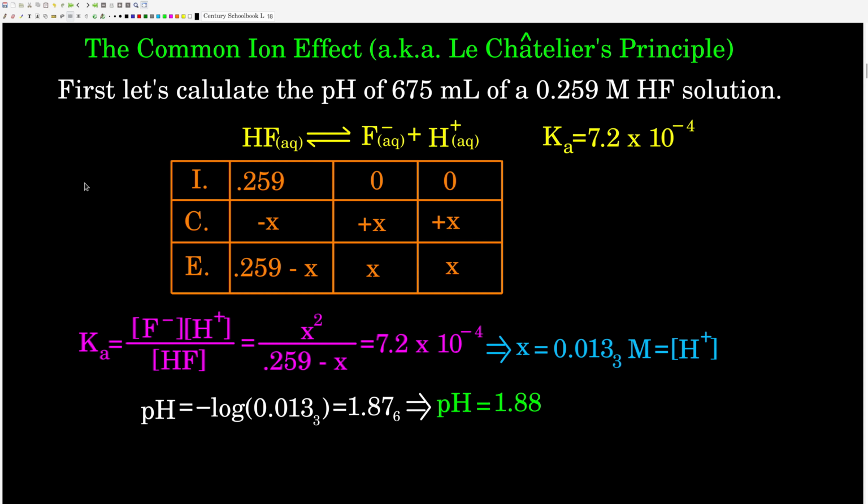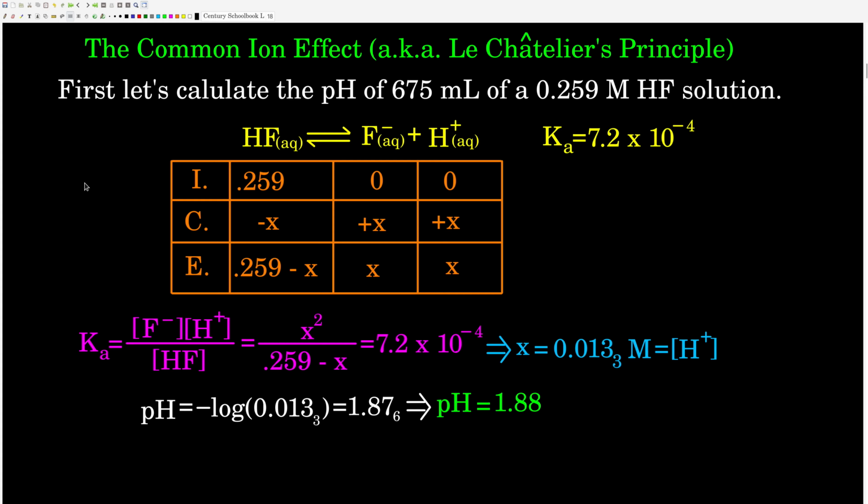Remember, Le Chatelier's principle says that when you disturb an equilibrium, the equilibrium adjusts itself so as to come back to equilibrium. So in other words, if you add a reactant, it shifts to the right. If you add a product, it shifts to the left. And remove a reactant, it shifts to the left. Remove a product, it shifts to the right. So let's look at that.